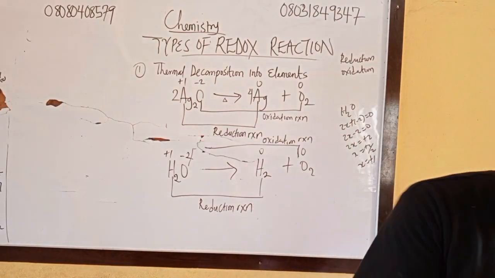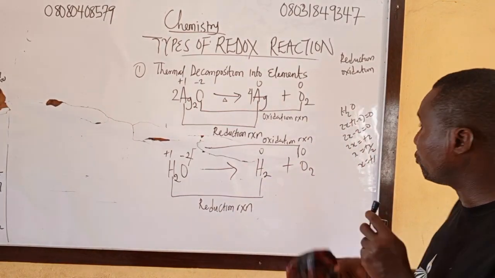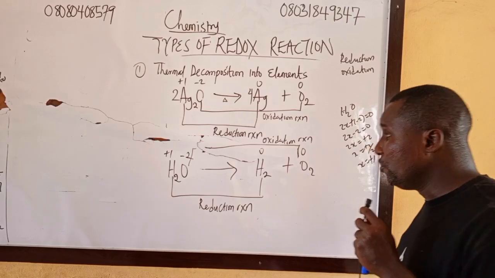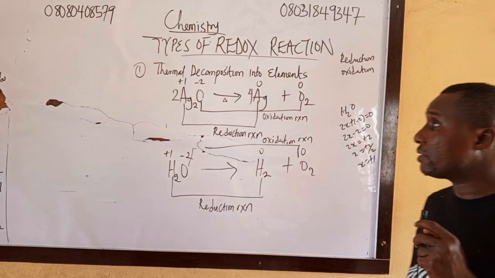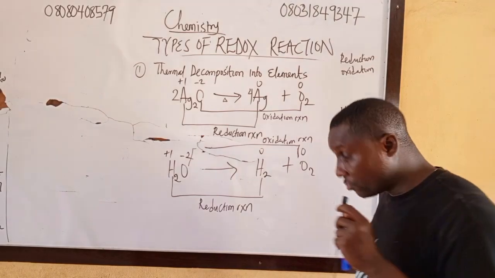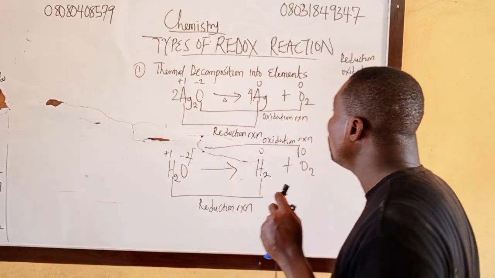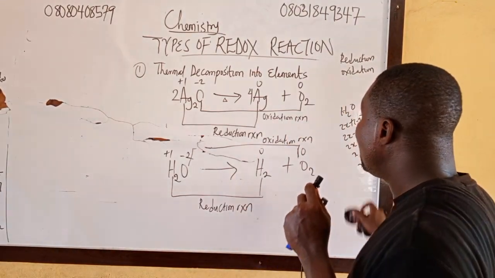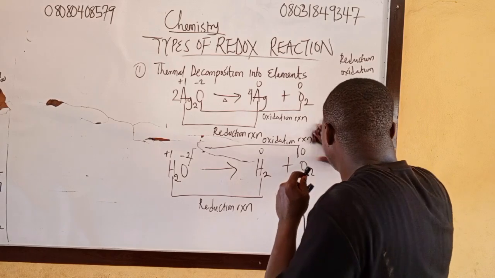That thermal decomposition into elements is an example of what? Redox reaction. You can pause the video and write it down, that thermal decomposition into elements is an example of redox reaction. Let us go to another type of redox reaction.